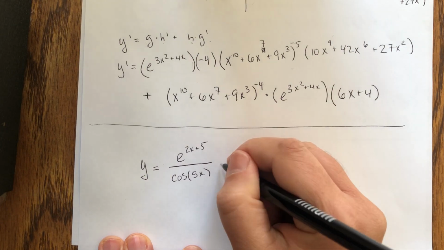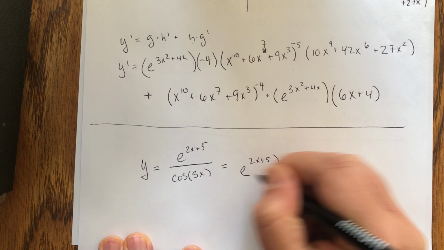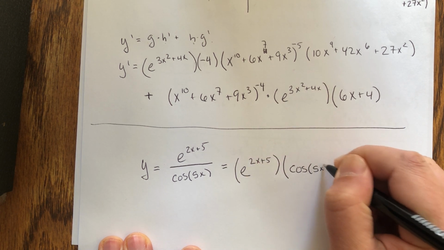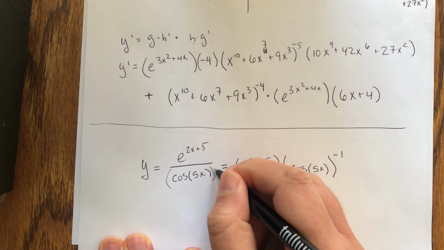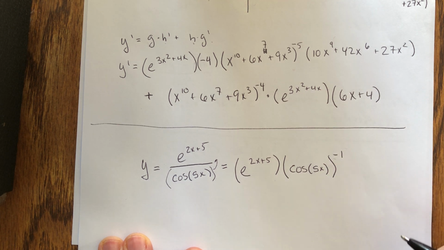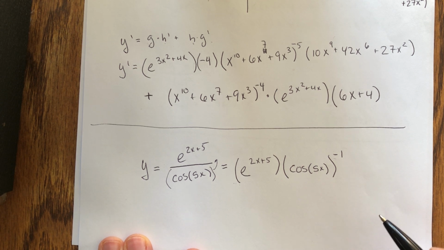You would just need to rewrite that function as e to the 2x plus 5 times cosine of 5x to the -1 power. Take this whole denominator, move it up to the top by putting an exponent of -1. Now you can use a product rule on these two functions. You will have to use a chain rule, but the product rule works.